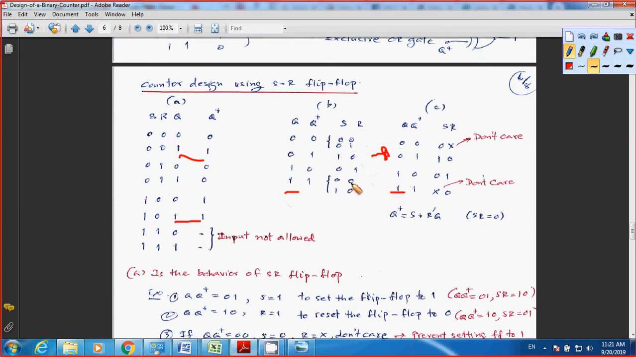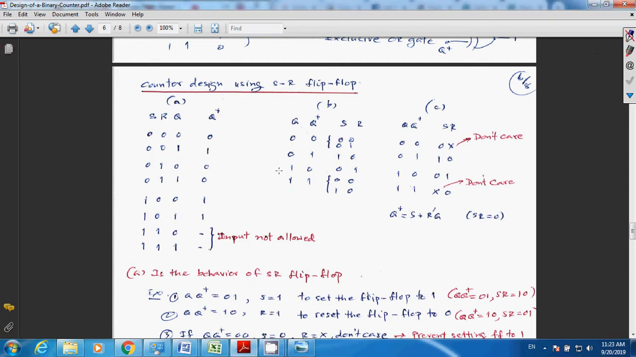R is still the same, 0. So you keep R as 0, and then there is a don't care state, because it can be either 0 or 1 to create 1 and 1 for Q plus. Okay, so that's for the SR flip-flop.